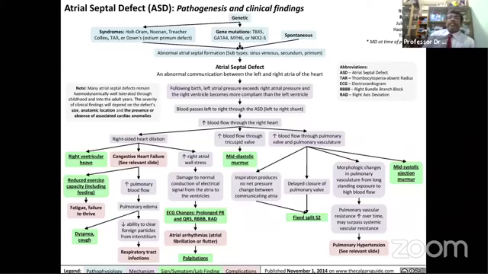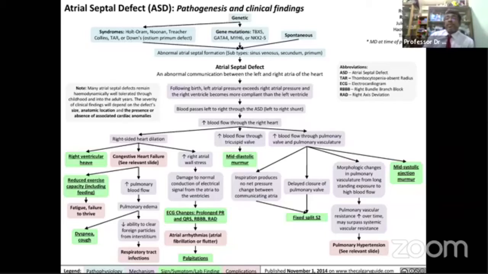When there is an atrial septal defect, there is shunting of blood from the left atrium to the right atrium. As we all know, there is increased pressure in the left atrium than the right atrium. So blood flows from the left atrium to the right atrium, from a high pressure bed to a low pressure bed. The shunting depends on the pressure difference and also the size of the shunt.